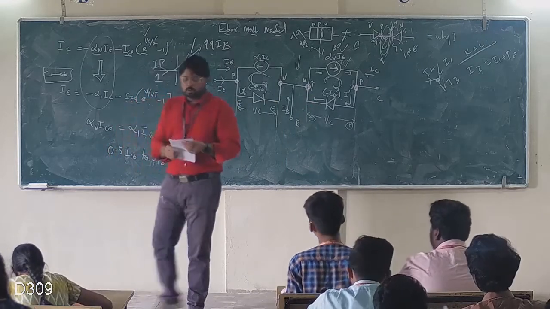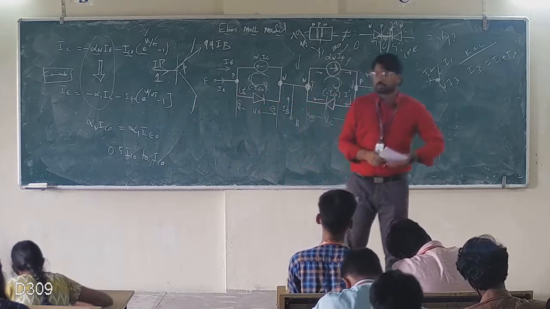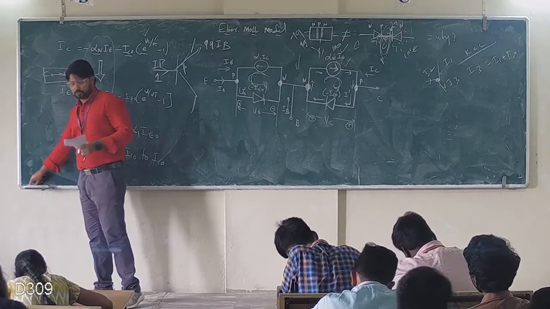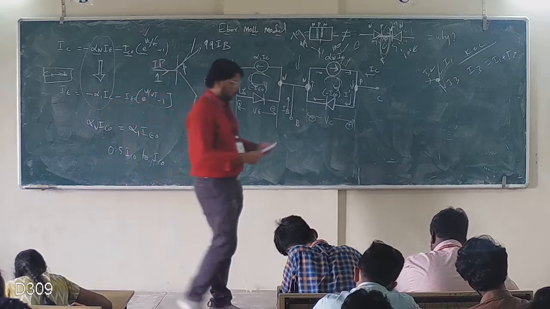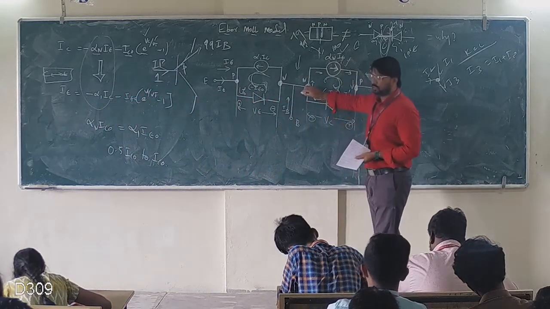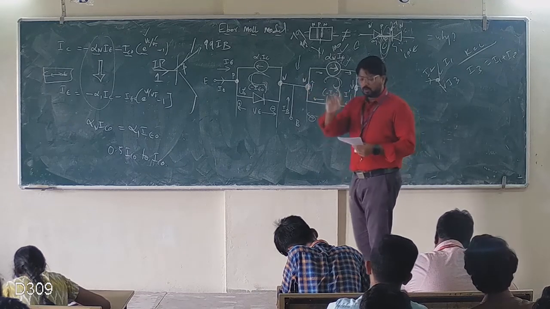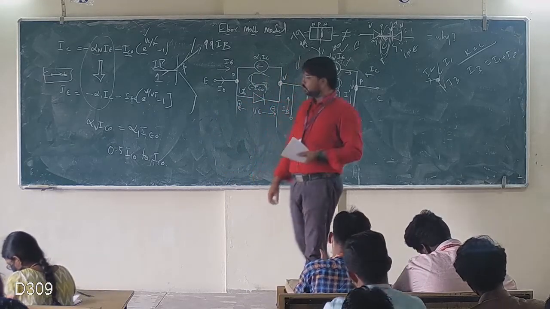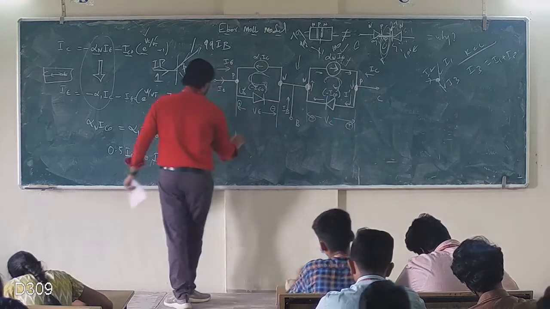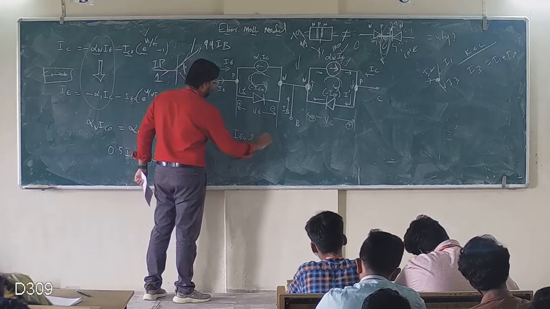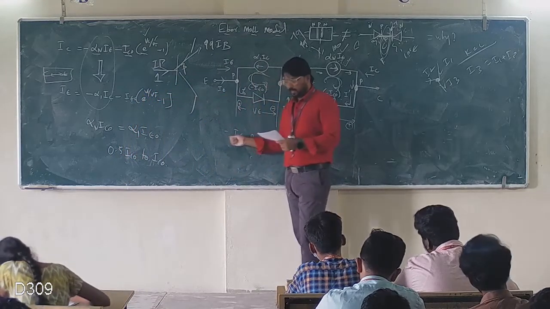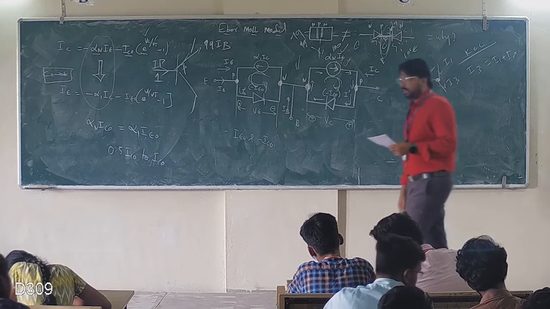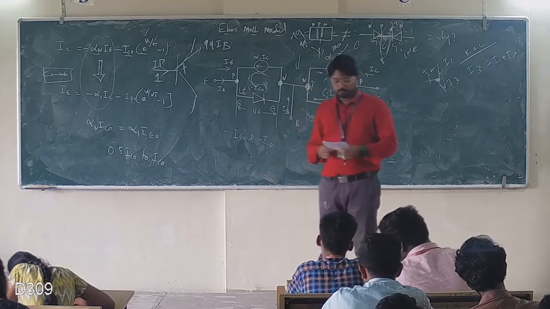Next line. Two ideal diodes are connected back to back with the saturation currents minus IEO and minus ICO. This is the explanation about the figure.